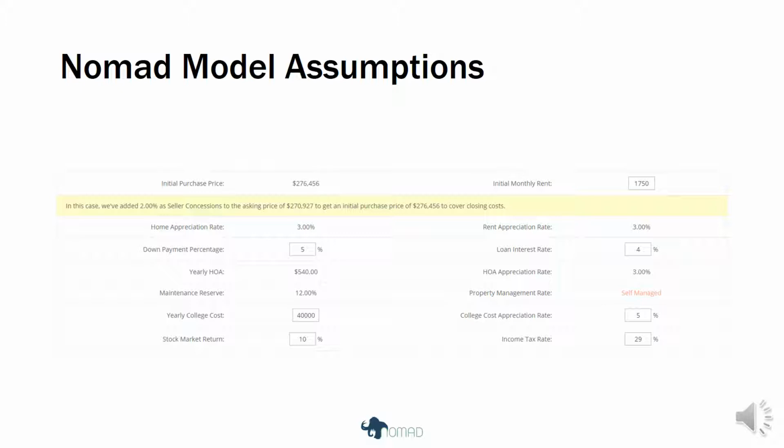Your yearly HOA. So this particular property has an HOA. It's about $540 per year. We're also assuming that the HOA is going up at 3% per year. So we're taking into account inflation on the HOA rates.